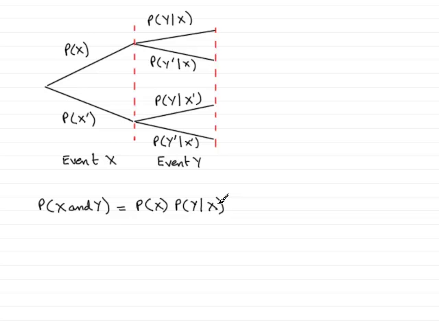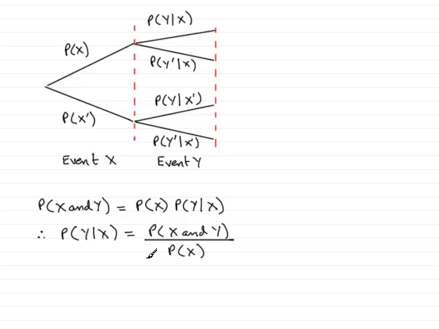Now there are going to be many questions where we're asked to find the probability of something given something else. So let's rearrange this equation to make the probability of Y given X the subject. If we rearrange this, we would divide both sides by the probability of X. And so that would give the probability of Y given X is equal to the probability of X and Y divided by the probability of X.